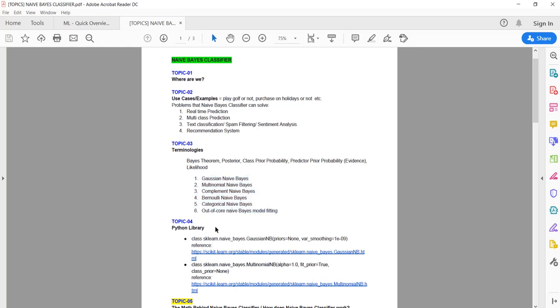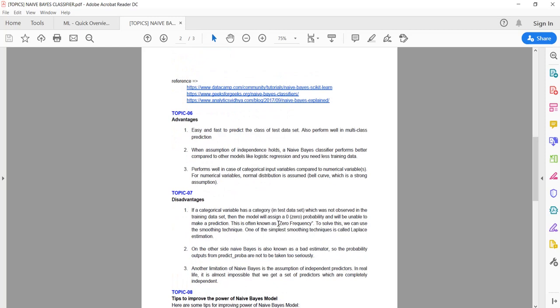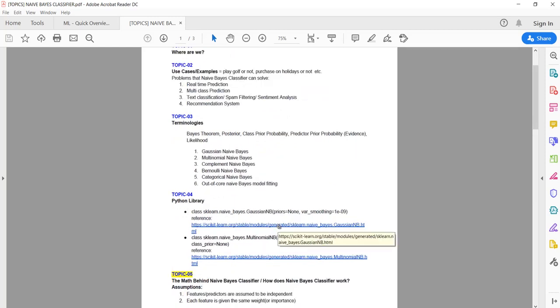All right, and we will see some Python library like Gaussian NB, multinomial NB. These are the reference links. You can see the detail of this classifier, and the method parameters, the tuning parameters for this classifier in this particular library. There is good documentation. When you go through it, you will get to know what each parameter signifies.